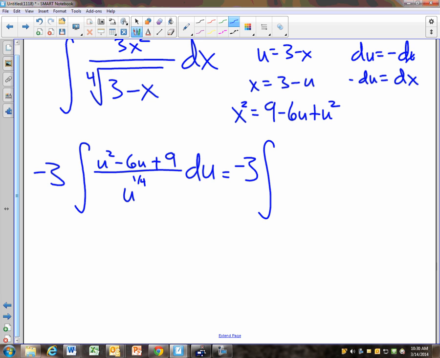Oh boy. Let's see. So this is u squared over u to the 1/4. So in order to do this, this is like u to the 8/4. So we subtract our exponents. We get 7/4.